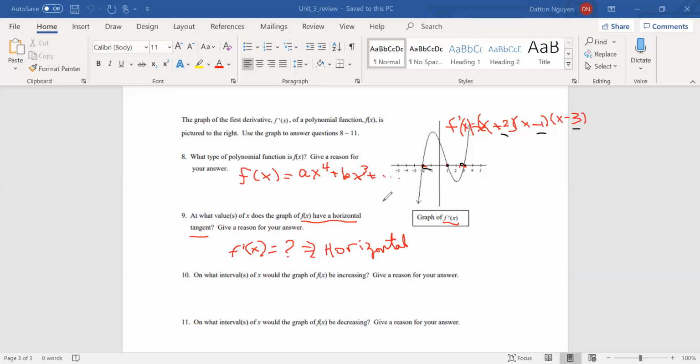So if it equals 0, hey, guess what? Remember we talked about this in part A. I'm looking at where it crosses the x-axis. So I'm doing two things right now. I'm actually answering 8 and 9 simultaneously. So I have my horizontal tangents at those values: x plus 2, x minus 1, x minus 3. So what values are they? -2, 1, and 3.